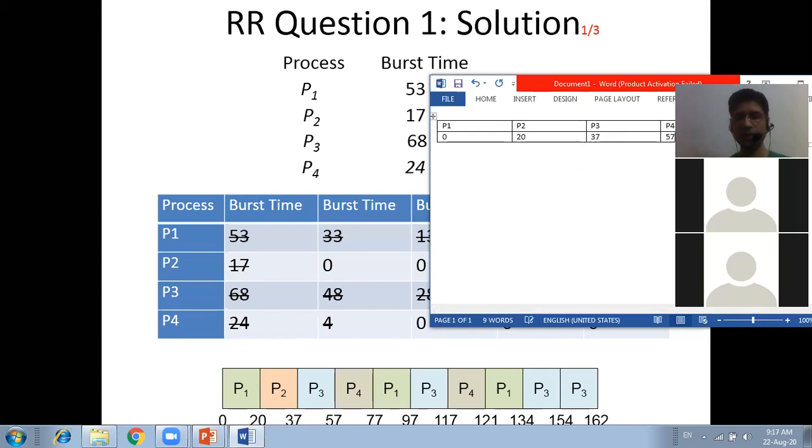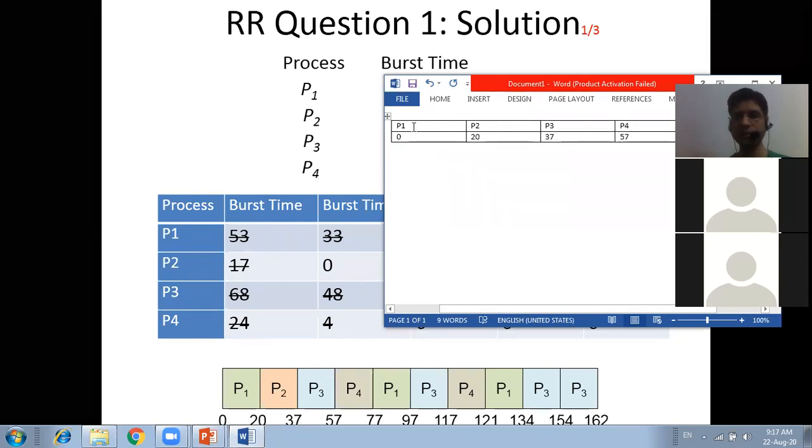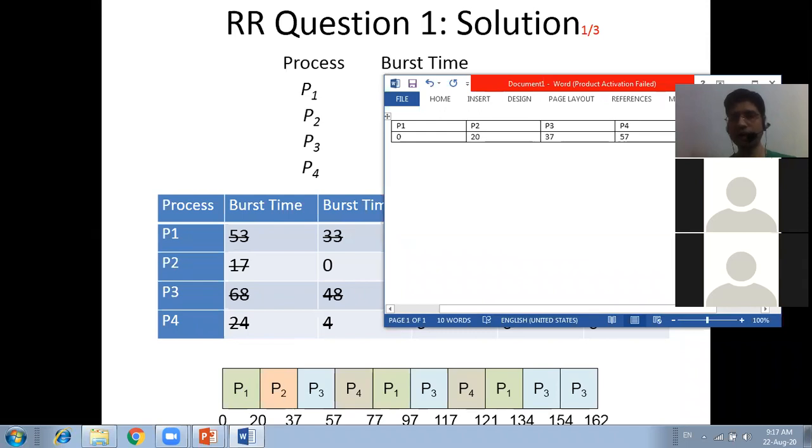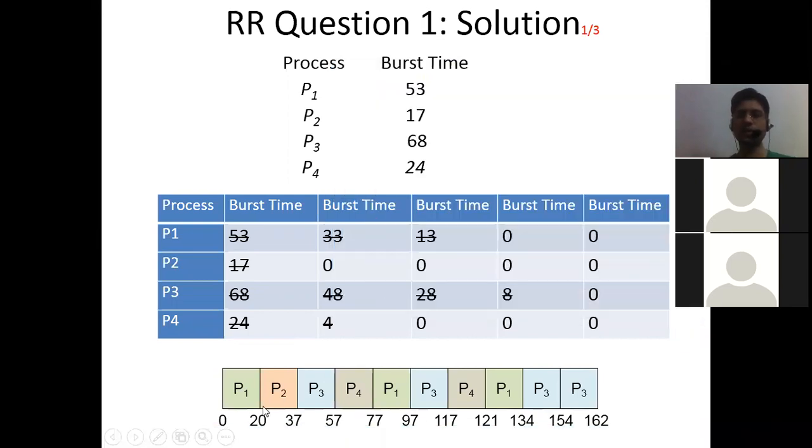Right, and then P4 we are having how much? 77. Then what will happen? P1 given its chance to go to CPU, P2 has the chance, P3 and P4. Now, once P1 is exited from the CPU, it will go back to the ready queue. That is, in the end, P1 will come once again. Understand? It will go back to the end of the ready queue. Now again, P1 will be given 20 time slot and so on. So this is how this round robin is working.